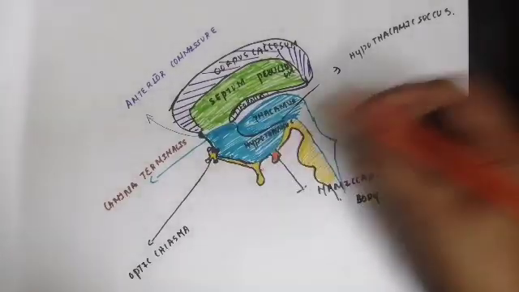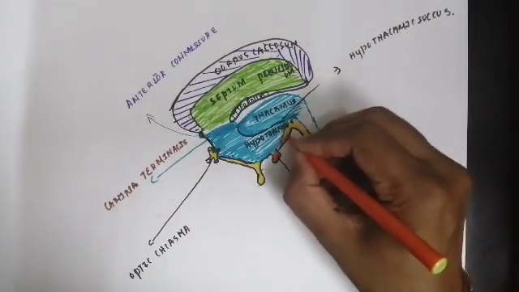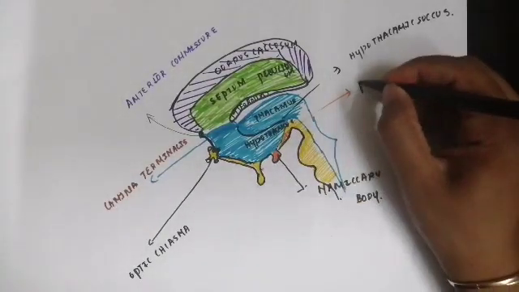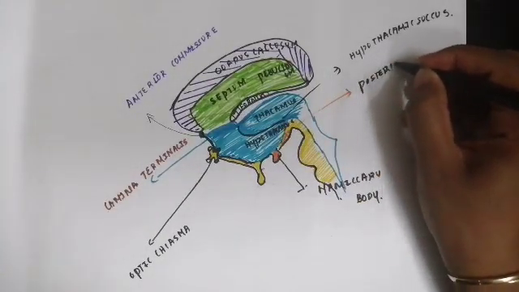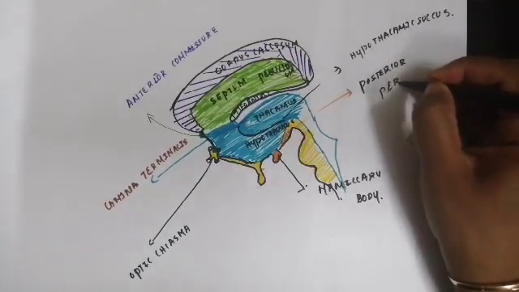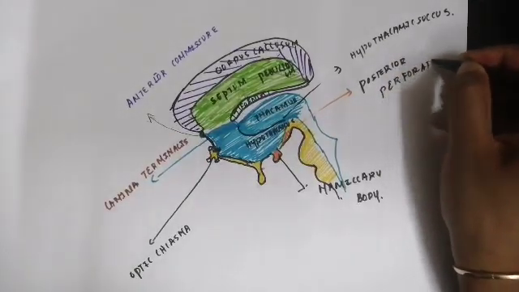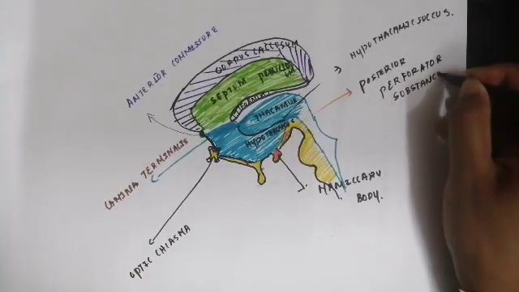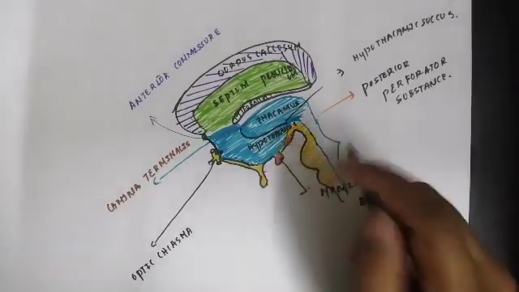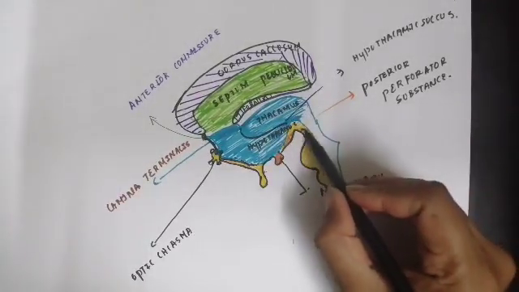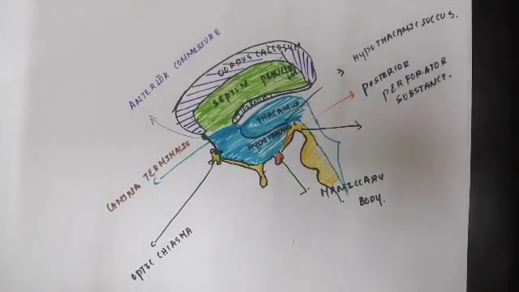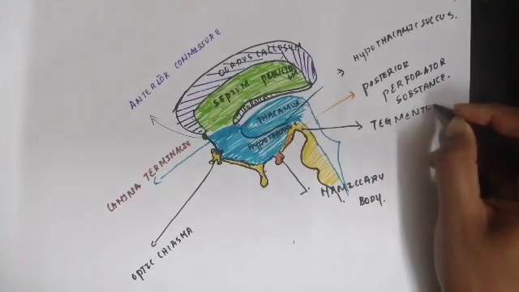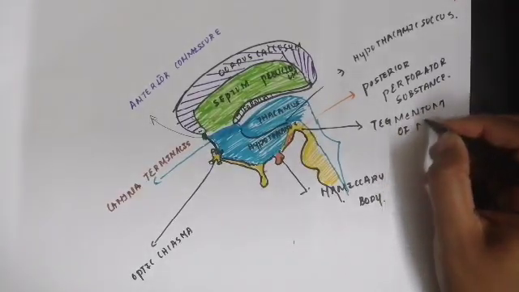So here next to the mammillary body, you are able to see the posterior perforated substance. So this structure is known as the posterior perforated substance. Now next to that we can see a part of the midbrain here. This part of the midbrain is the tegmentum of the midbrain.